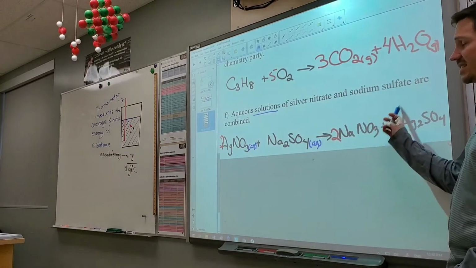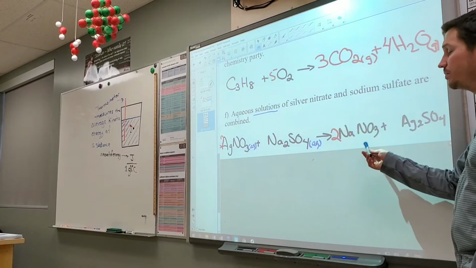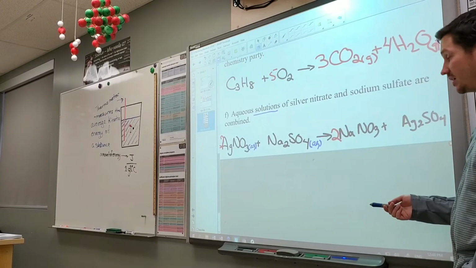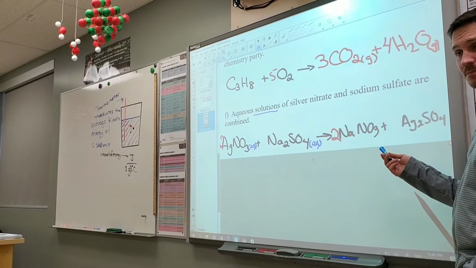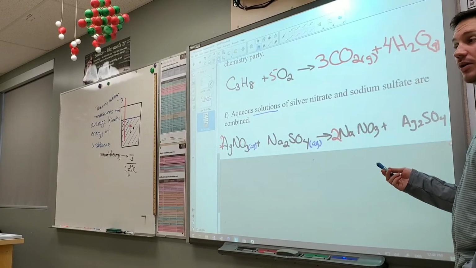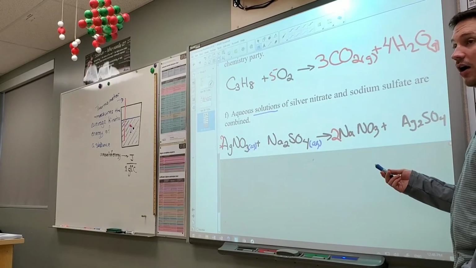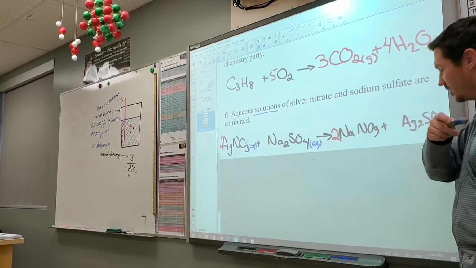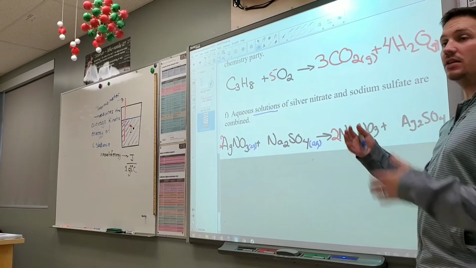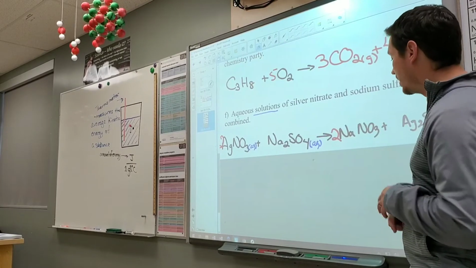Then we want to look at this, and so let's see. Sodium nitrate. It's not telling us that that's aqueous, but that's what we're predicting we'll get. Is sodium nitrate aqueous? Yes. How do you know? All nitrate compounds are aqueous. But yes, data booklet.